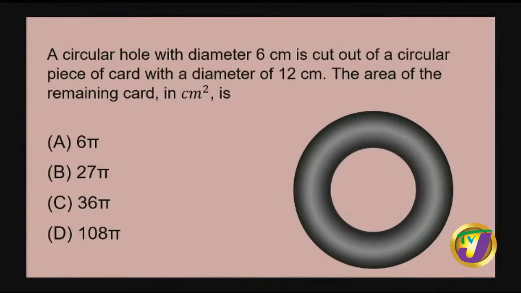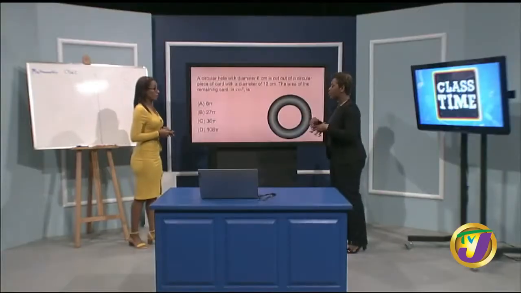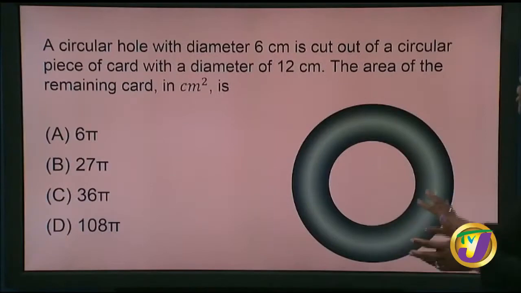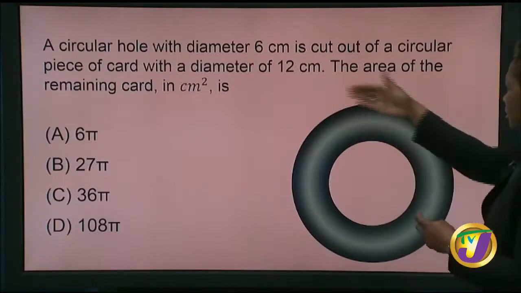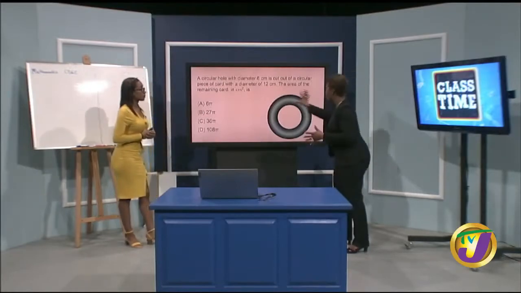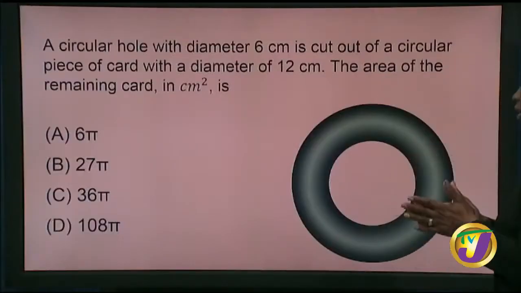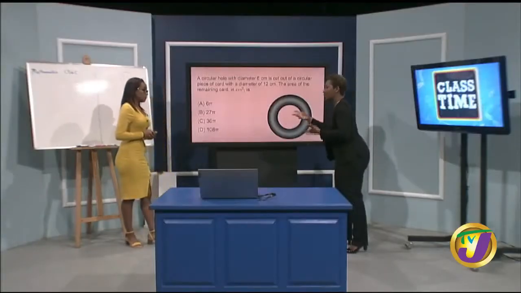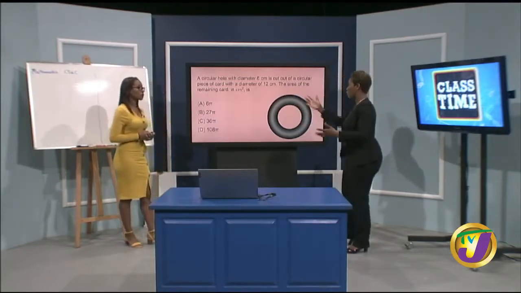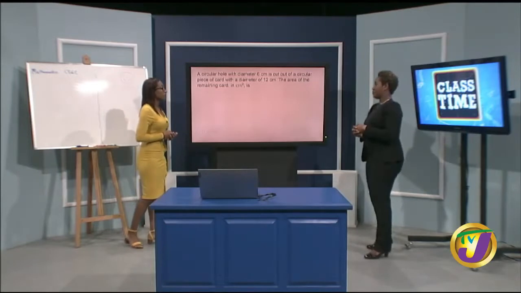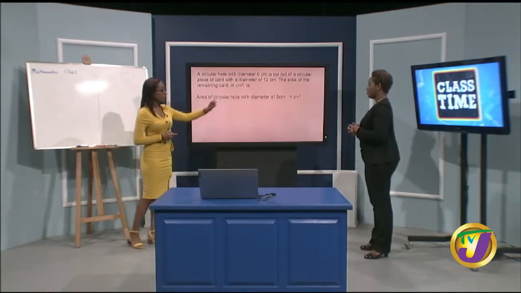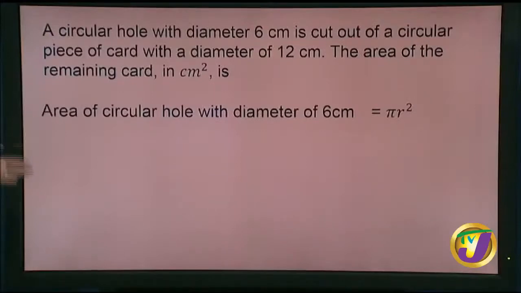So we're going to find the area. We're going to determine an expression for the area of the entire circle, the piece of card, and then we're going to find the area of what is cut out, the circular hole. Then we subtract it from the bigger one, and we get what is left. All right, great. So in taking a look here, we know the area of the circular hole with the diameter of 6 centimeters, and we would have already used the formula.